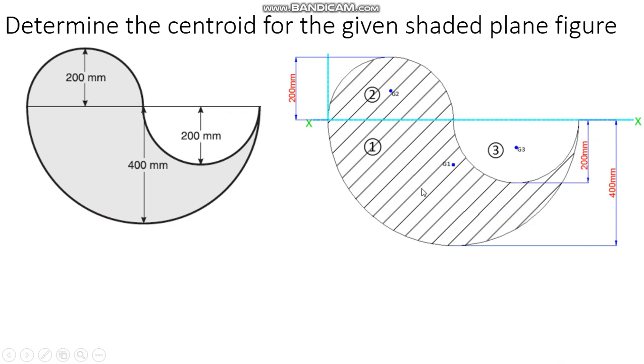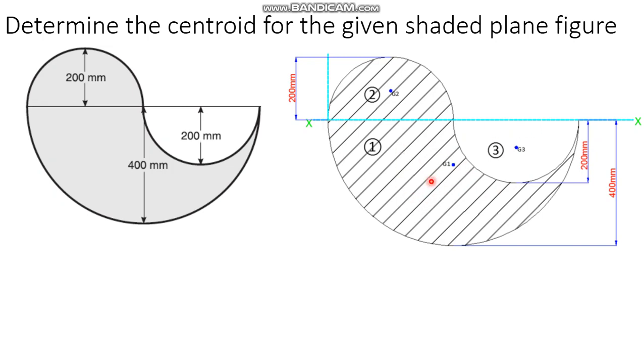So now how to calculate the area? See here, area 1 is positive, area 2 is positive, area 3 is negative. x1 is positive, y1 is negative. Next, x2 is positive, y2 is also positive, and we'll have x3 positive, y3 negative, because it is below the x-axis. Y terms for this are negative, and x terms are on the right side of the origin, so you have to take it as positive.